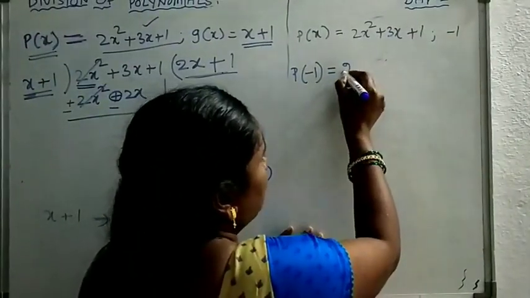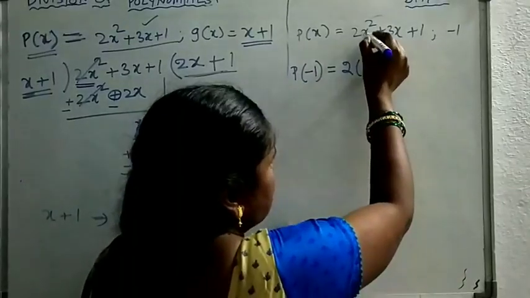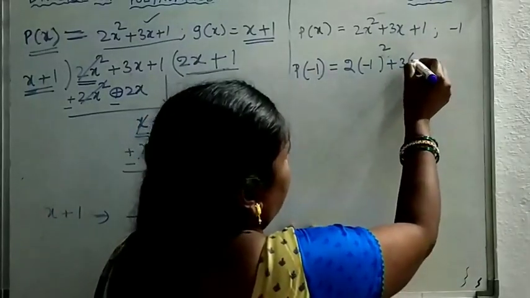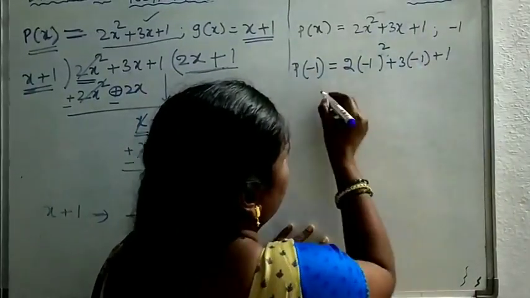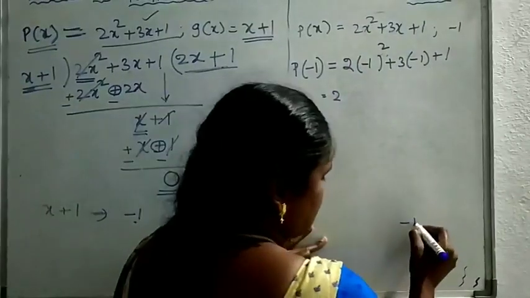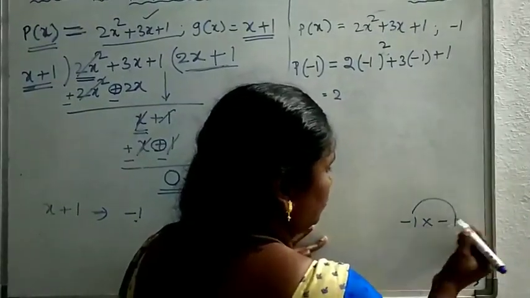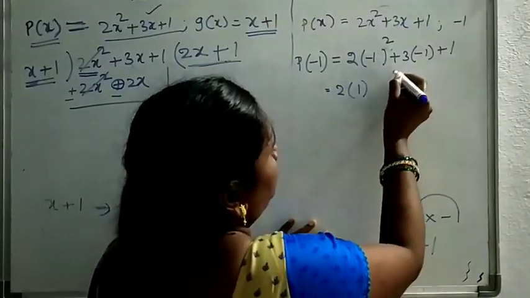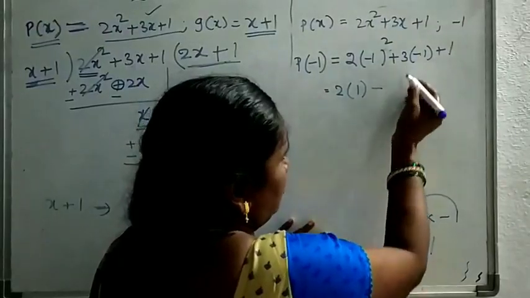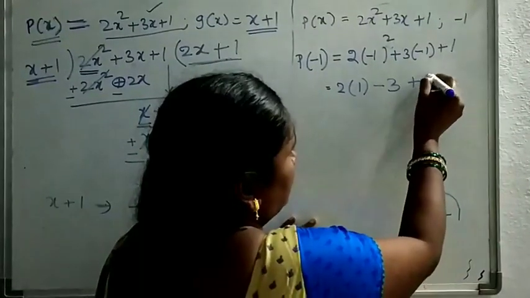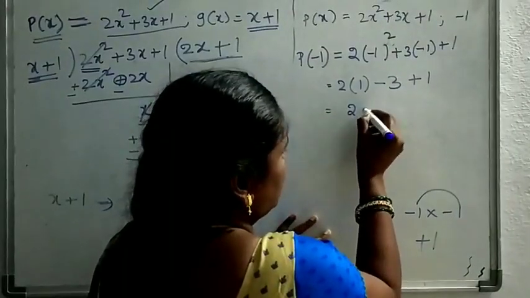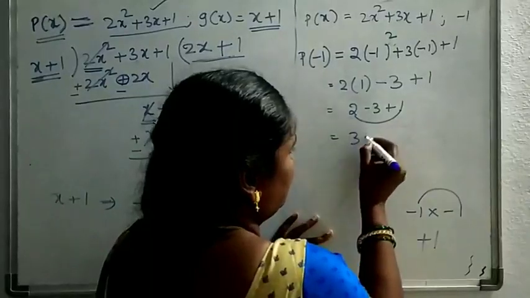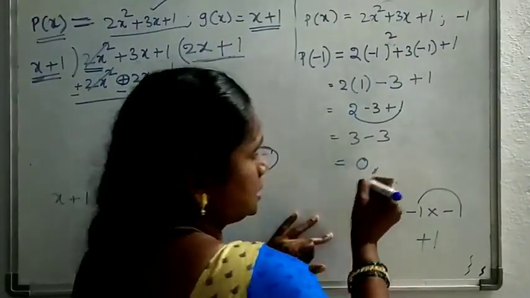How to do? In the given polynomial, in place of variable, we have to write minus 1: 2 into minus 1 square, plus 3 into minus 1, plus 1. Minus 1 into 1, 1 into 1, 1, minus into minus plus. So, it is plus 1. Again plus into minus, minus 3. Plus 1. 2 minus 3 plus 1. 2 plus 1 is 3, minus 3. 3 minus 3 is 0.